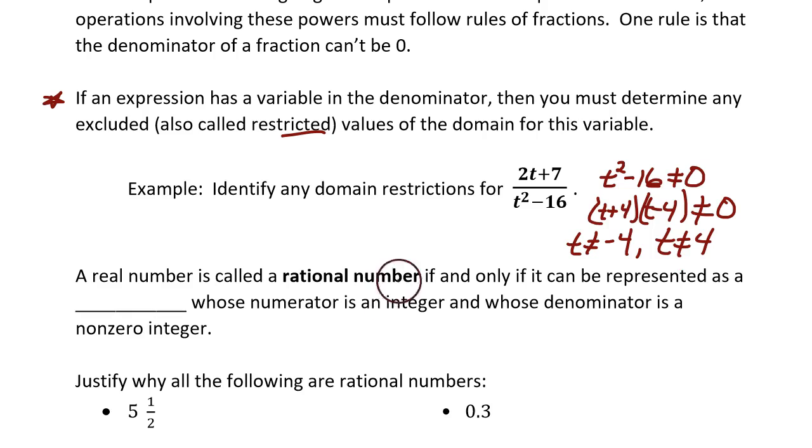A real number is called a rational number if and only if it can be represented as a fraction. So on your note page, please put the word fraction on the blank. The numerator of the fraction is an integer, and the denominator is a non-zero integer.